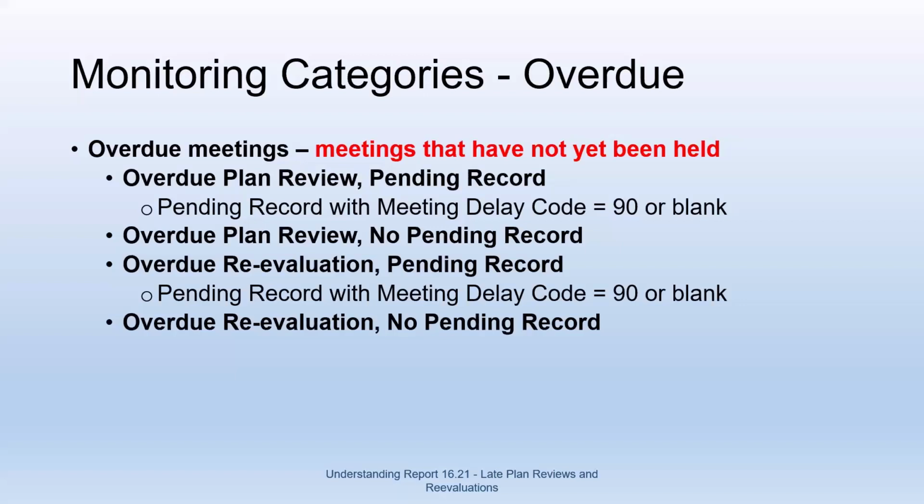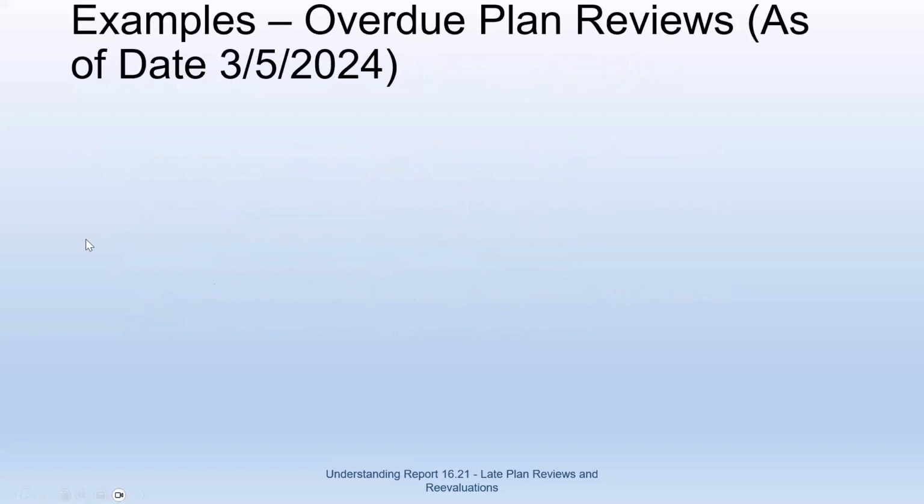Then we've got overdue plan reviews with no pending record. That looks like there's just an annual plan review record in there, and it's greater than 365 days from the report as of date. Same thing for reevaluation, but it's looking 3 years out. So we've got overdue reevaluation with a pending record, and that pending record says there wasn't a valid reason for the meeting being late, or the meeting delay code is blank. And the last category is overdue reevaluation with no pending record, which basically means the last reevaluation record is more than 3 years old. That's essentially what it means.